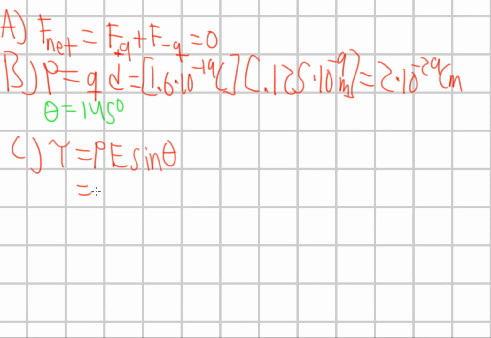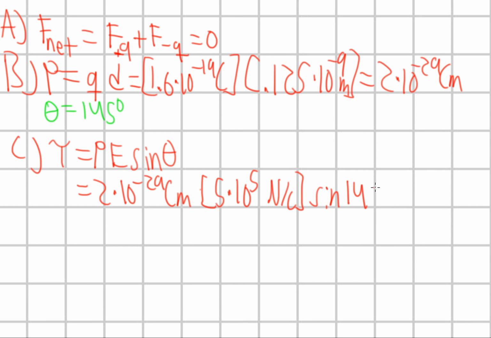So in this specific equation, this is equal to 2 times 10 to the negative 29 coulomb meters times 5 times 10 to the power 5 newtons per coulomb times sine of 145 degrees, which is equal to 5.7 times 10 to the negative 24 newtons times meters.